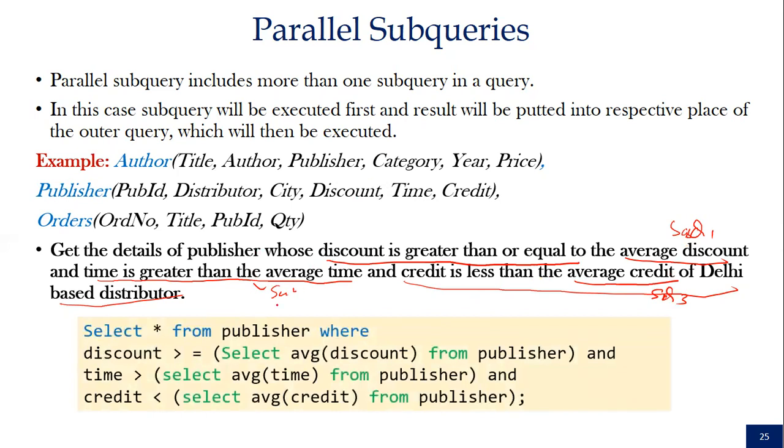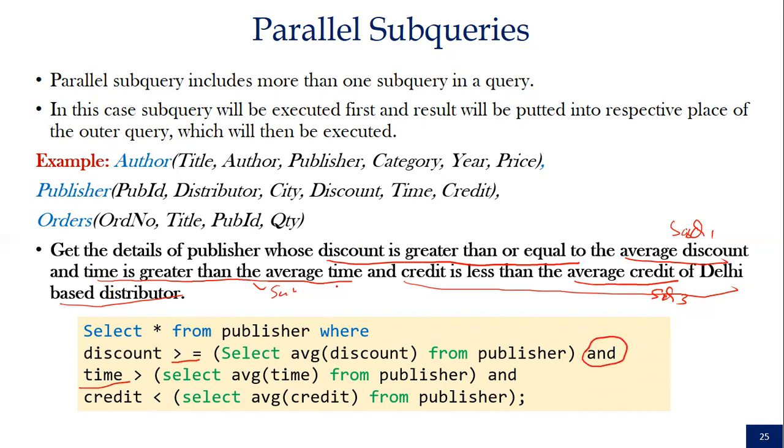So if I'm writing select publisher ID from publisher where discount is greater than or equal to, this condition we have written. The second condition is time greater than, which we have also written, joining it with the AND.